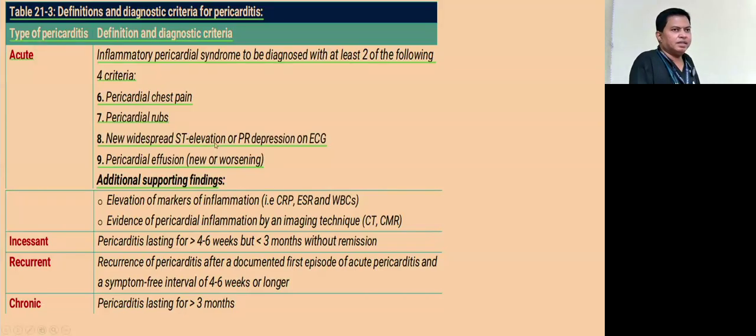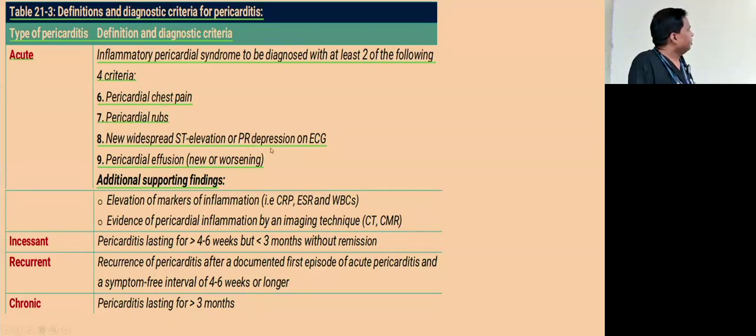That means it doesn't respect a territory. If it is an anterior wall MI, it will show ST elevation only in the anterior precordial leads, V1 to V6. If it is an inferior wall MI, leads 2, 3, aVF in the ECG. But if it is acute pericarditis, it will be diffuse ST elevation. And there won't be any reciprocal changes, which you find, for example, in acute anterior wall MI, where there will be reciprocal ST depression, ischemic changes in the inferior leads. But those things will not be there in acute pericarditis.